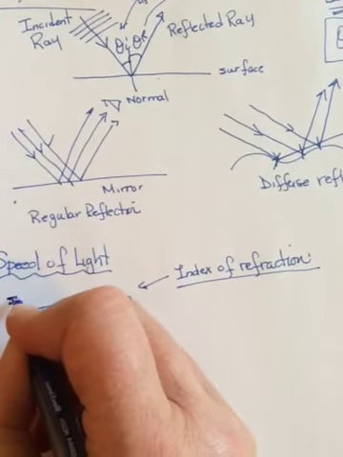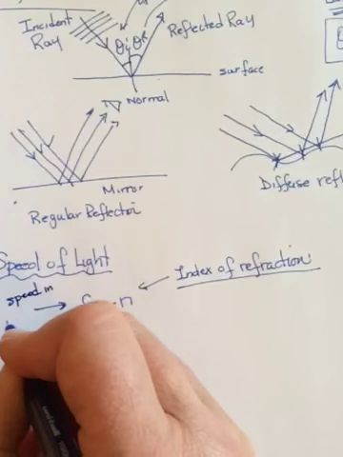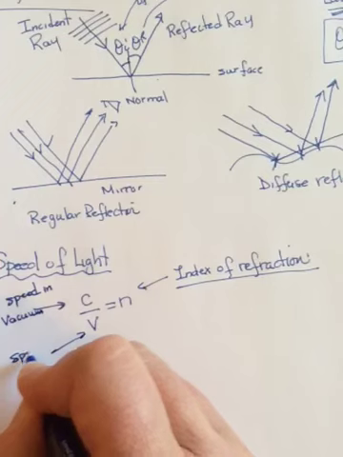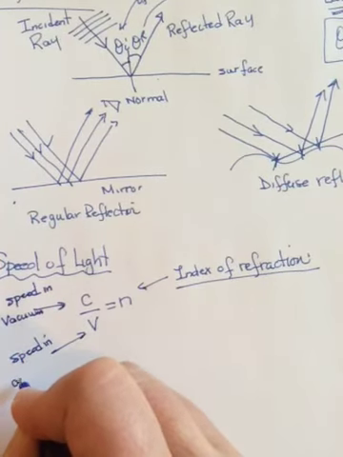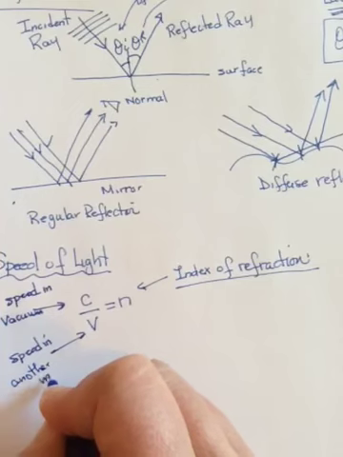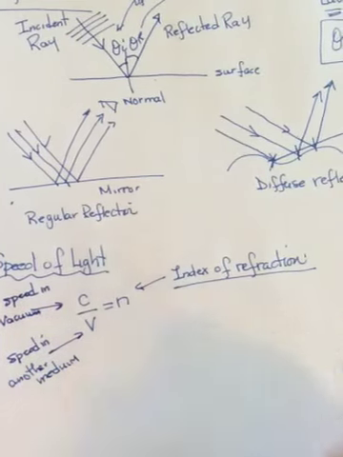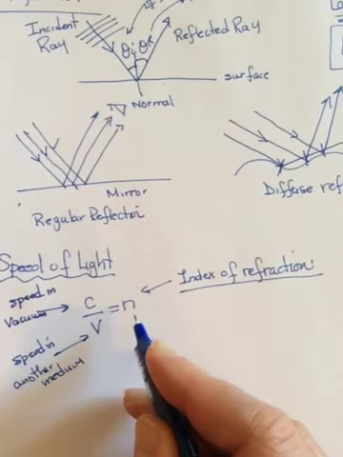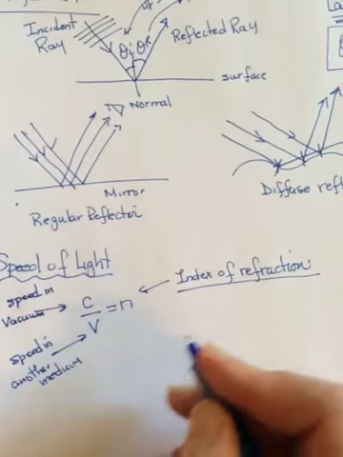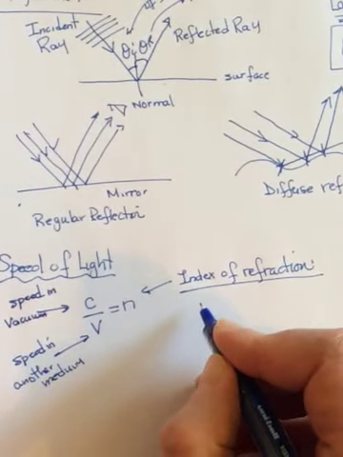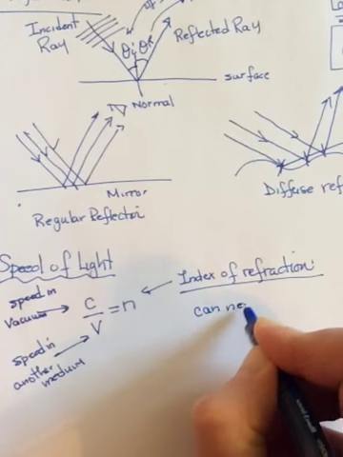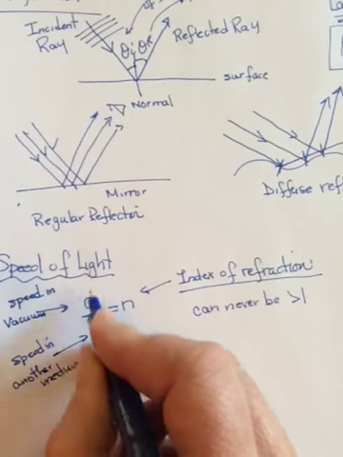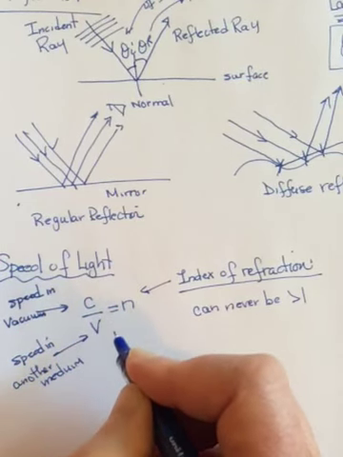This is the speed of light in a vacuum. And this is the speed in another medium. Okay? And so the index tells us about the density of the medium. The more dense the medium, the bigger the n. n can never be less than 1, because v can never be bigger than c. So n is always going to be bigger than 1.